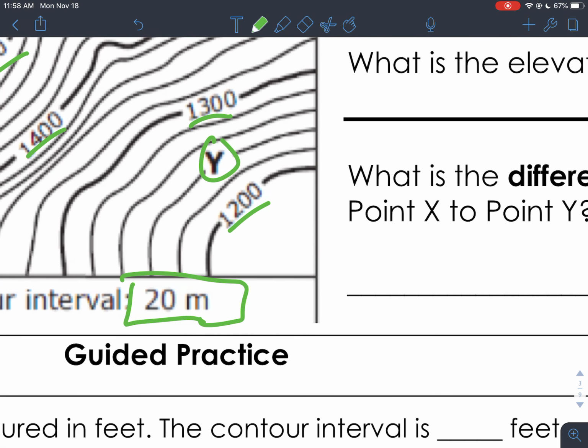If this line is 1,200, and my contour interval is 20 meters, I need to add 20. So my next line, if I hop up one line, I'm going to switch back and forth on colors. Use red. This line right here is now 1,220 meters. Okay? I got that because I moved up one line, and I knew my one line gave me 20 meters from the interval. Draw another arrow.